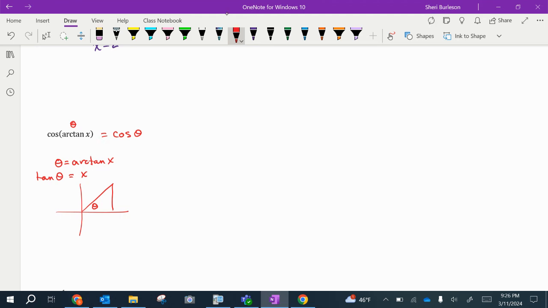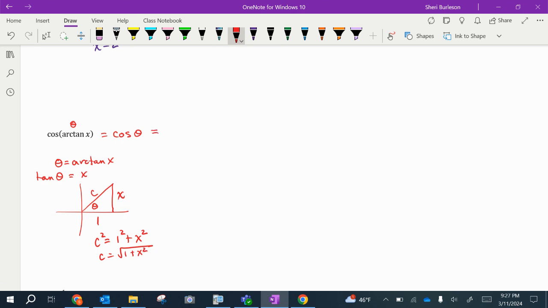So tangent is opposite over adjacent. And so I know that I want the cosine of this angle, so I need to find the hypotenuse. Well, using Pythagorean theorem, my hypotenuse squared is going to equal 1 squared plus x squared. So let's call this c. C squared is going to equal 1 squared plus x squared. So c will equal the square root of 1 plus x squared.